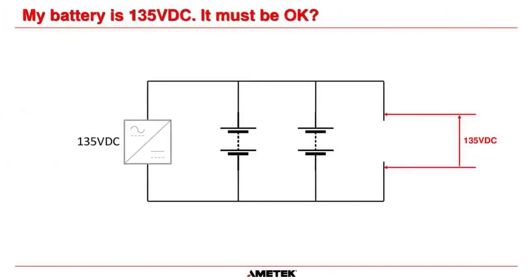Now, if we remove one battery and we still measure at the terminal that was going to this battery and was going to this battery, you're still going to measure 135 volts DC, because they are in parallel not only with the other 2 batteries, but with the charger as well. Okay?